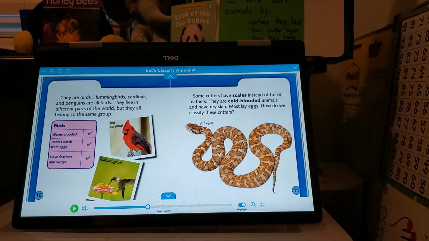They are birds. Hummingbirds, cardinals, and penguins are all birds. They live in different parts of the world, but they all belong to the same group. That's a cardinal. And there's a hummingbird. Birds are warm-blooded. Their babies hatch from eggs, and they have feathers.